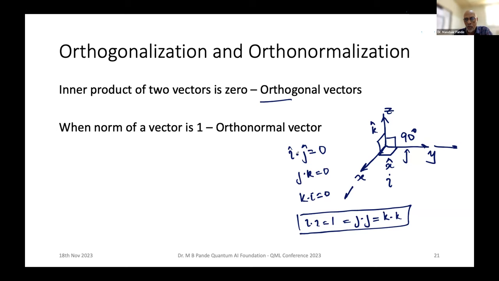So, the orthogonal vectors and orthonormal vectors are a general case of the Cartesian coordinates and so forth. These essentially form the basis around which you can create a lot of generalized vectors. So that's the reason for the orthogonalization and orthonormalization properties.